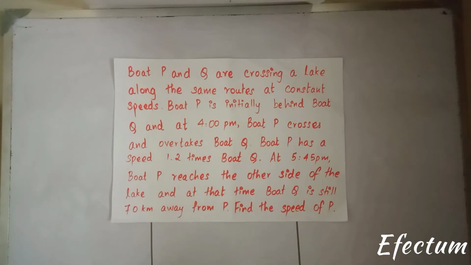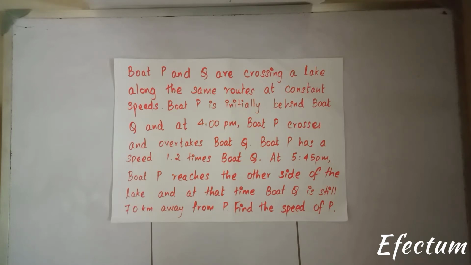In this video, we'll be looking at a problem based on distance and time. Both P and Q are crossing a lake along the same routes at constant speeds. P is initially behind Q, and at 4 p.m. P crosses and overtakes Q. P has a speed 1.2 times that of Q.